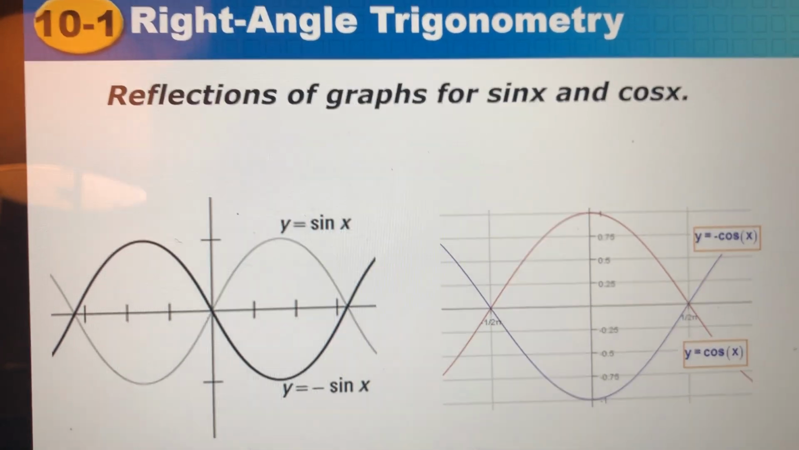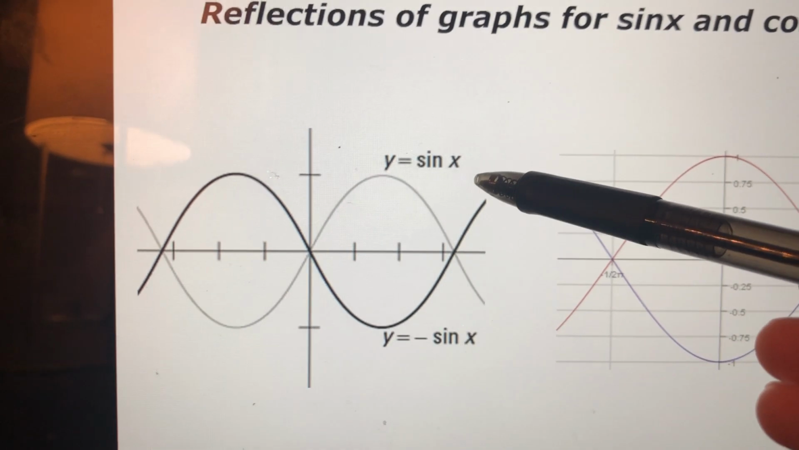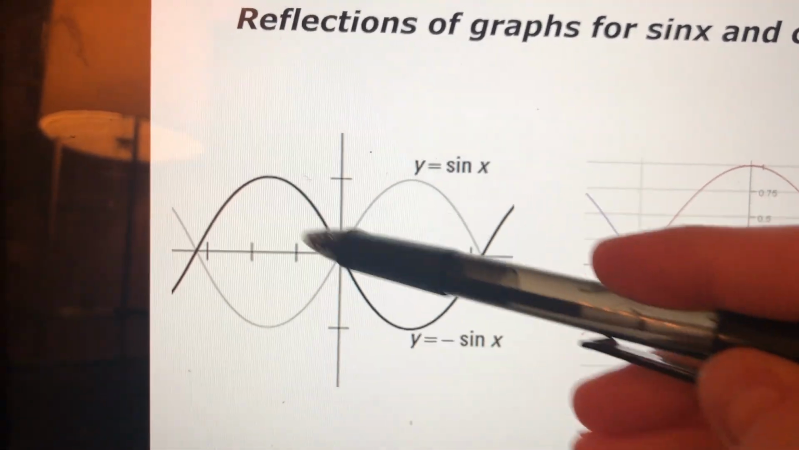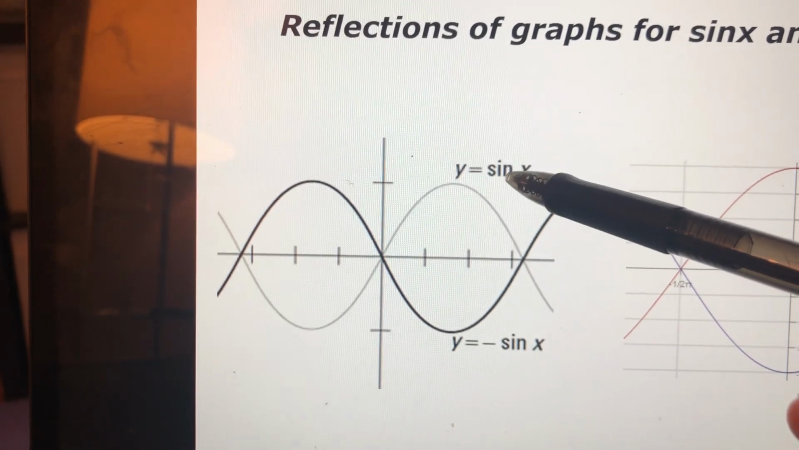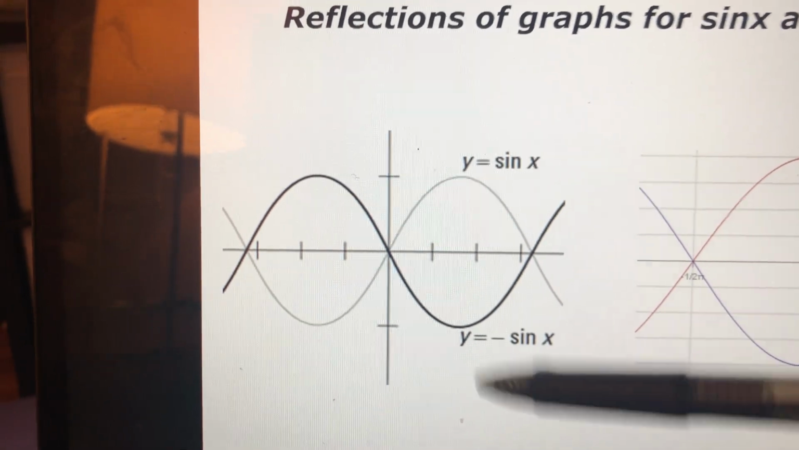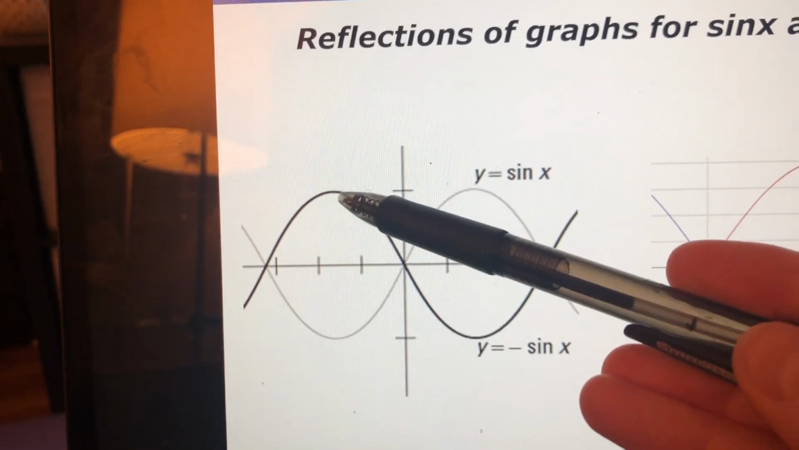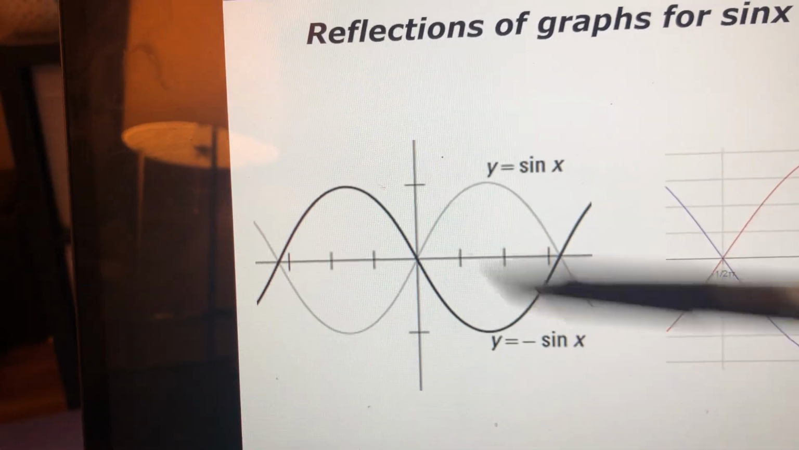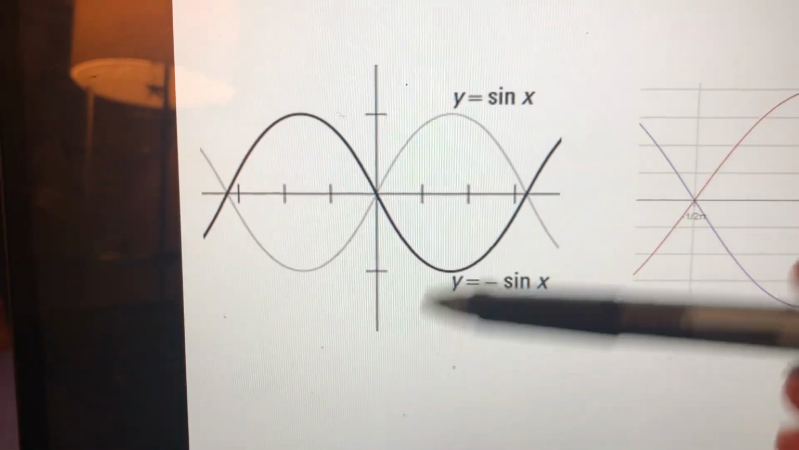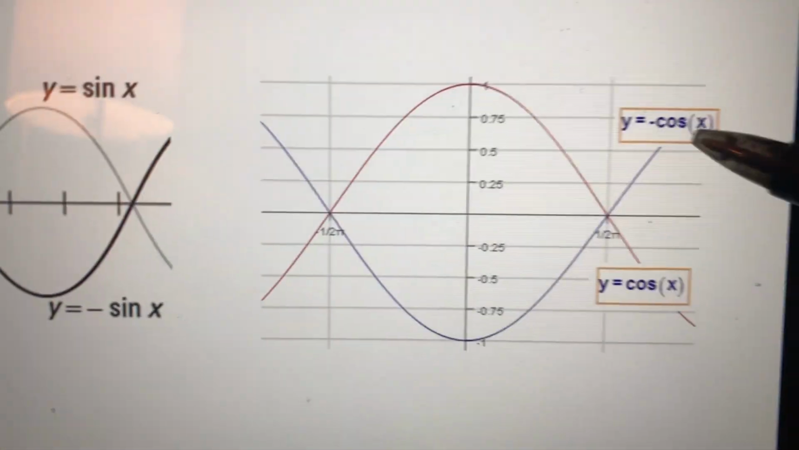Okay, now reflections. Just like we did with quadratic functions, or any function. This darker line is your parent function of sine, y equals sine x. If I were to make it negative, negative sine x means it's going to reflect across the x-axis. So it's like I'm taking this and just flipping it over, so it's facing the other way. Okay? It flips over. So that would also be applied.